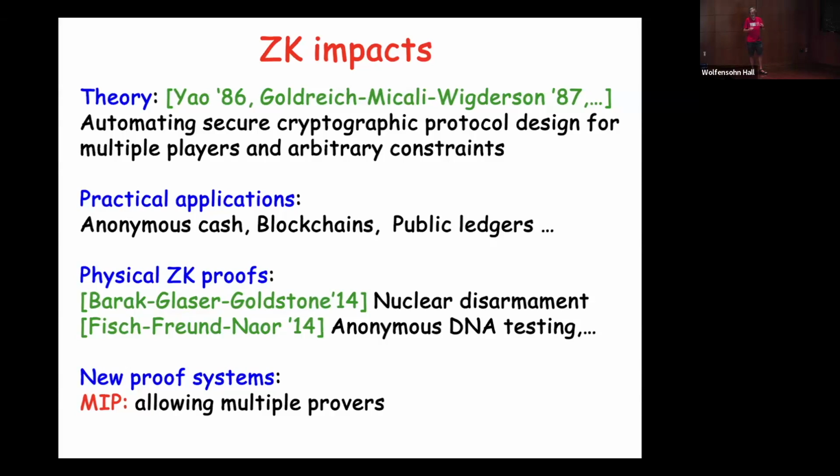For example, this physical zero knowledge proof. It was used in a proposal for nuclear disarmament. It was used for police work, anonymous DNA testing, and so on. Not going into that at all, because I'm talking about proof systems. So let me tell you how this led into even more proof systems that we mentioned, and in particular the multiple prover interactive proofs, MIP.